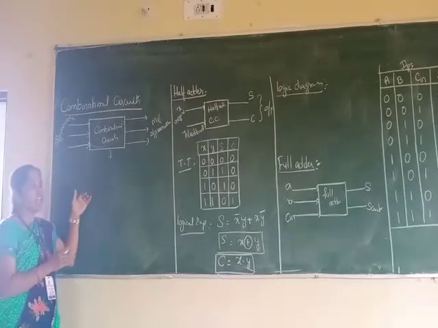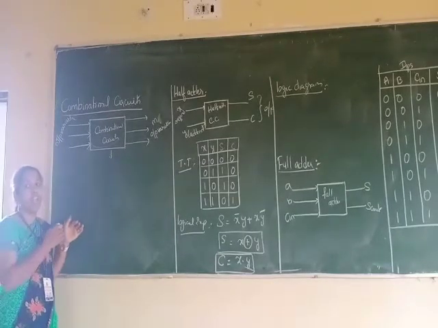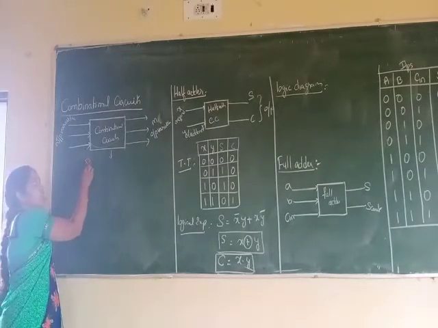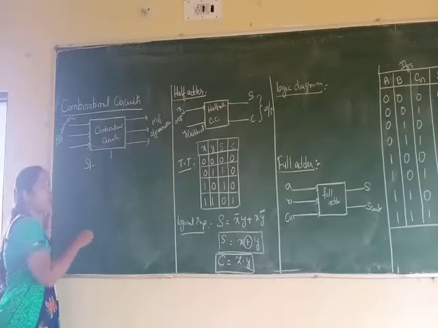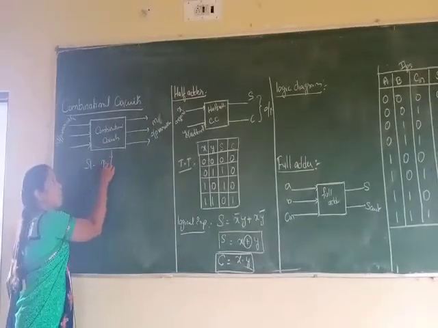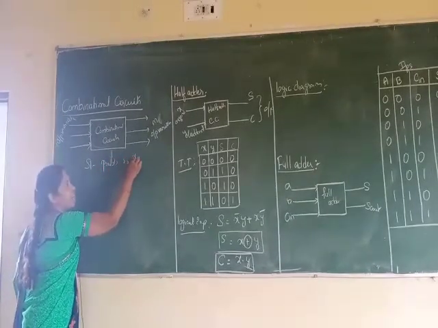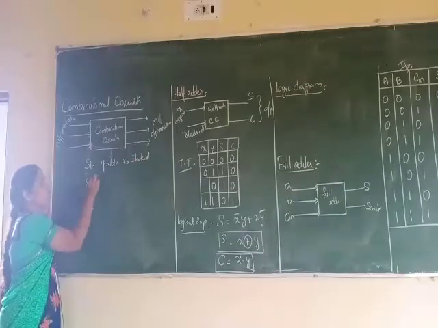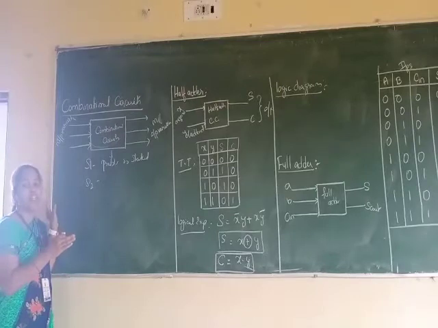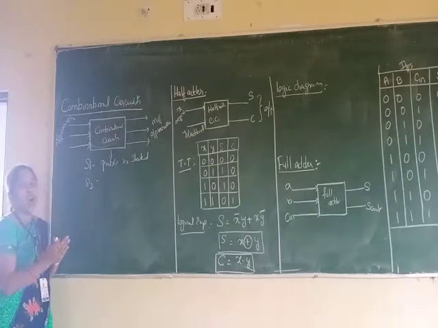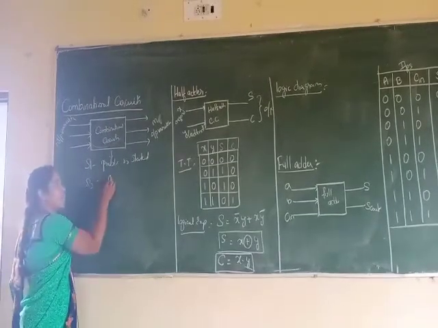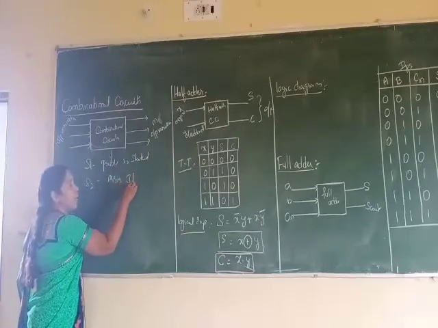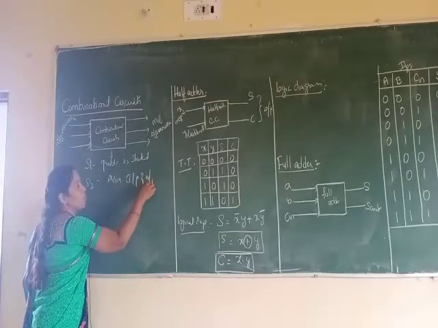We already have discussed the steps here, right? You have 5 steps. Step 1 is that you have to state the problem. The problem is stated, first step. After that, the second step: you have to assign the symbols for input variables as well as the output variables. So the second step is assigning input and output variables.